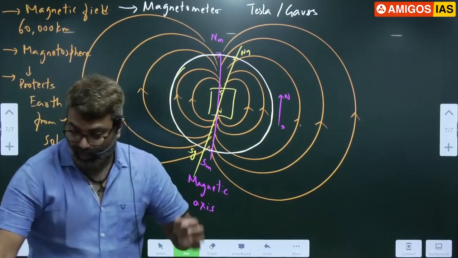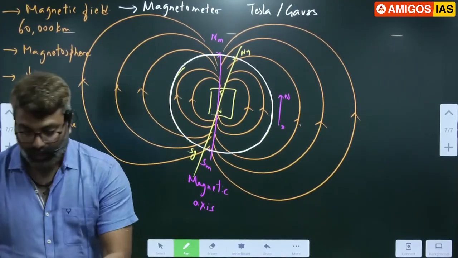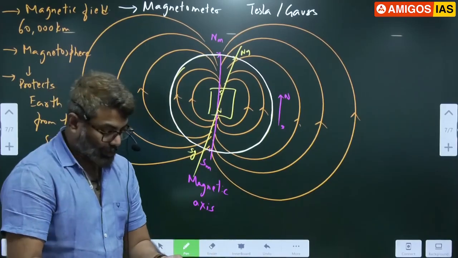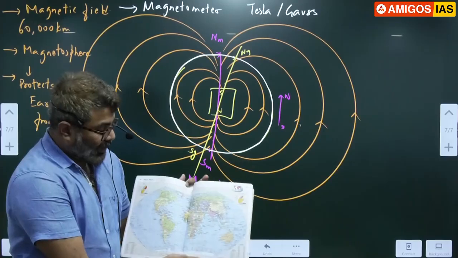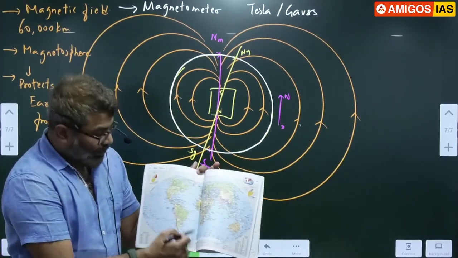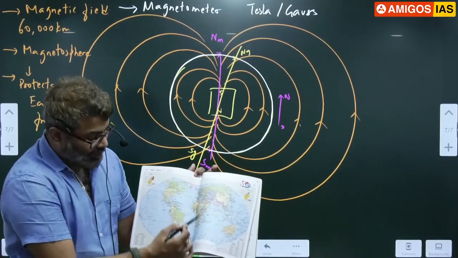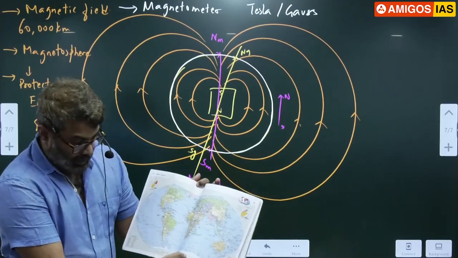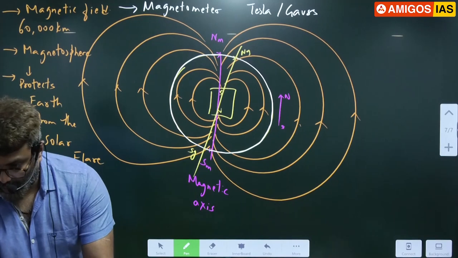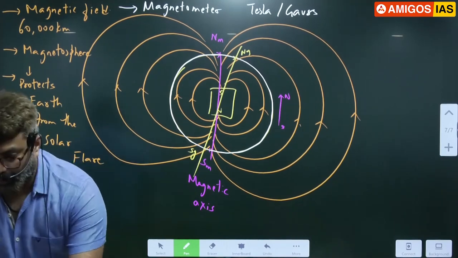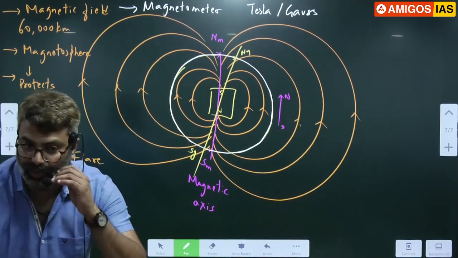In the atlas world map. I'll show you both now. See here, this is the world map. This is geographic north, geographic south. Magnetic axis here. Magnetic north, magnetic south will come here. See here, south magnetic pole. This is south pole. North pole and north magnetic pole. Here. Check it out please.